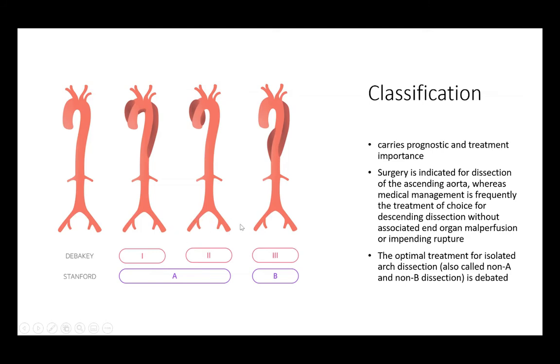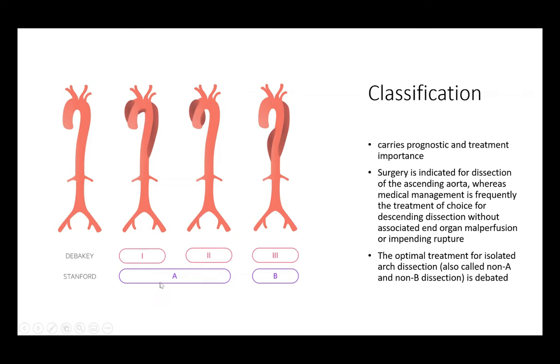In the DeBakey, it gets a bit more complicated. Type 3 is usually isolated descending aortic dissection, which is further subclassified into type 3A and B if it affects the abdominal aorta. Type 2 is isolated ascending aortic dissection, and type 1 of the DeBakey is involving the ascending and descending aorta with or without arch dissection.